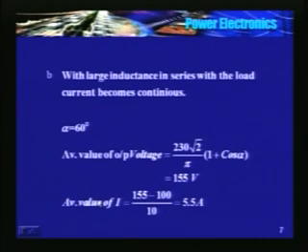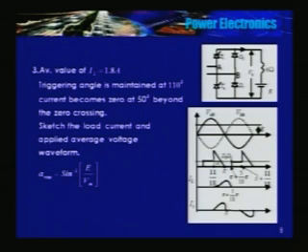I will solve yet another problem. A half-controlled bridge with an RE load. Life is a bit difficult when it becomes just an RE load; life is very simple when the current is continuous. The trigger angle is maintained at alpha equal to 110 degrees. Current becomes 0 at 50 degrees beyond the zero crossing. Sketch the load current and applied voltage waveform.